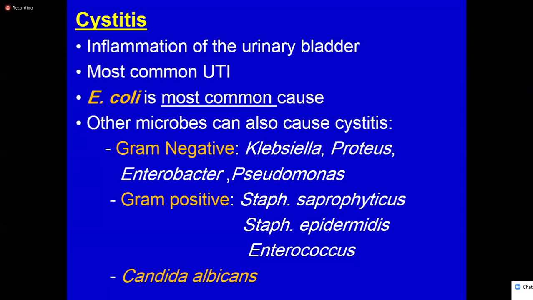Gram-positive organisms can also cause cystitis: Staph saprophyticus and Staph epidermidis, which we call non-pathogenic staph, but in certain situations they can cause infection, they can cause cystitis. Also, Enterococcus is another microorganism which was previously called Streptococcus group D. Candida albicans can also cause cystitis, although rare, especially in immunocompromised patients.